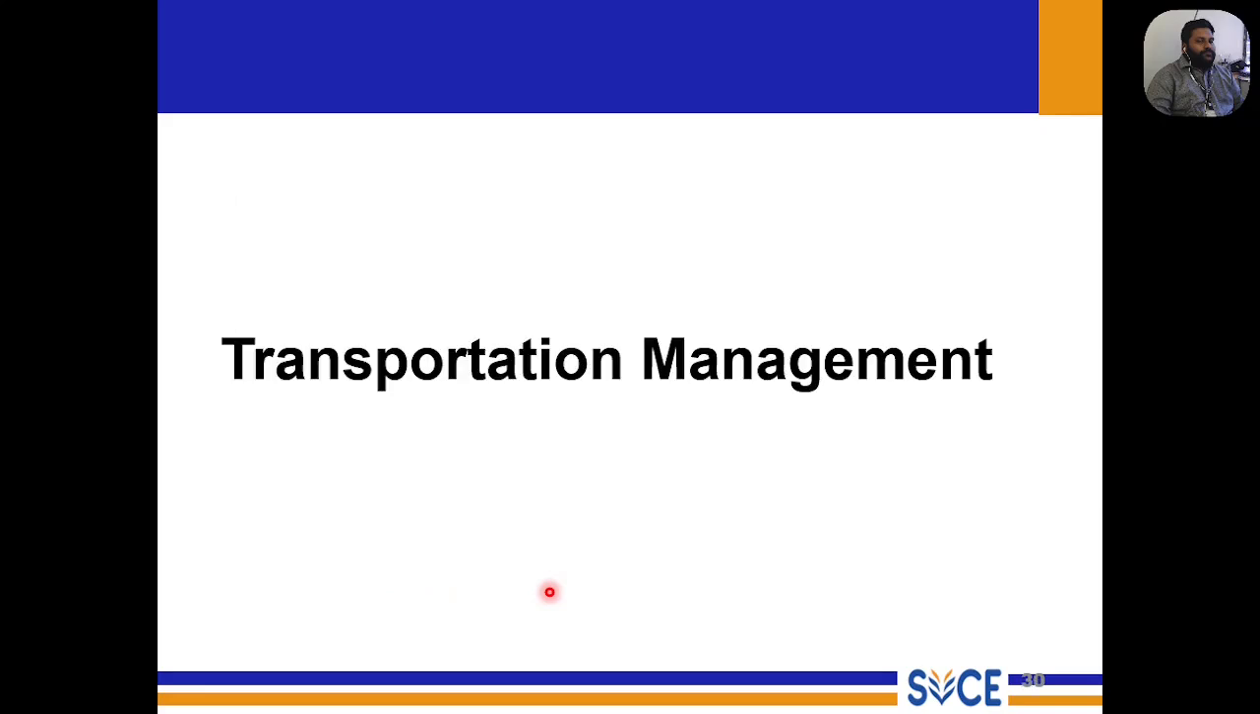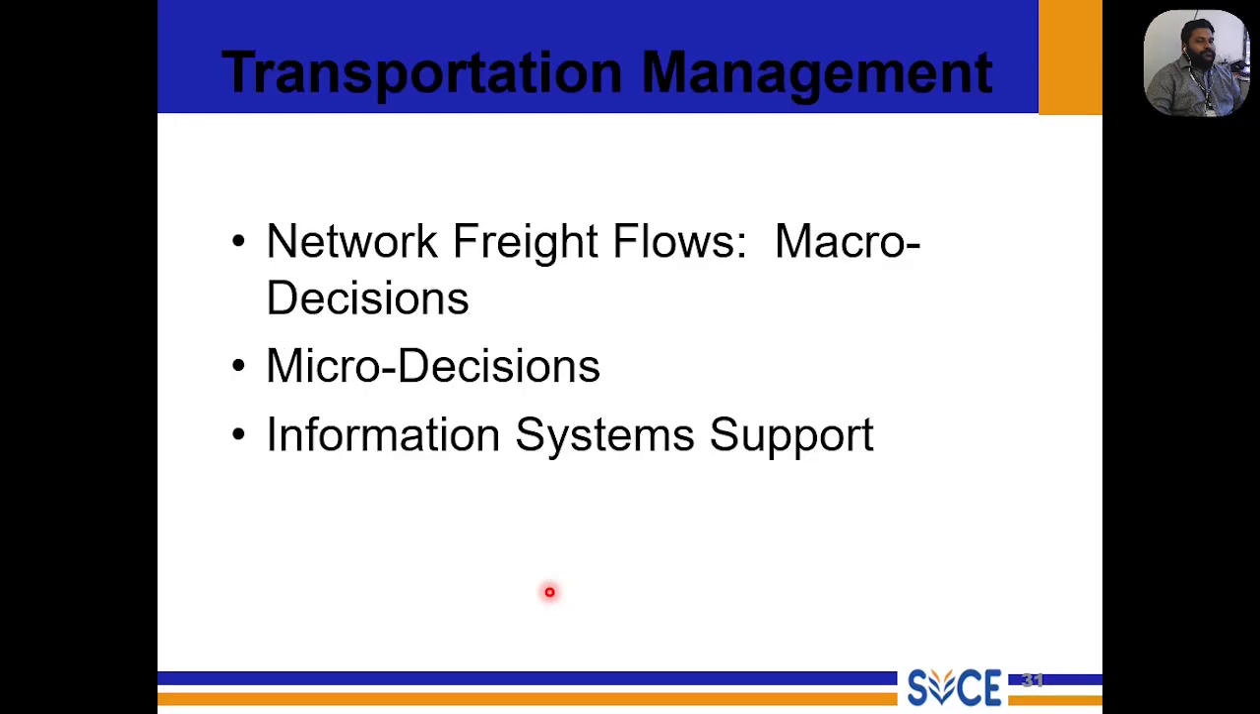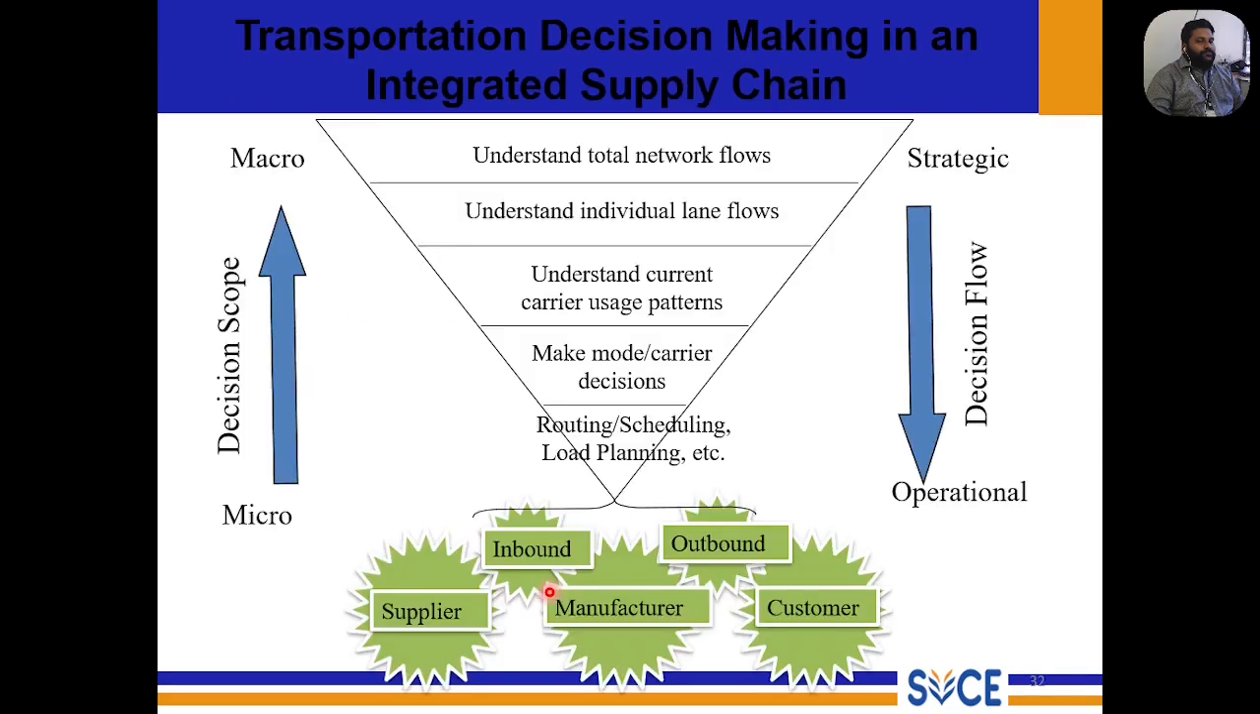Following this, we'll move on to transportation management. So, network freight flows, macro decisions, micro decisions, information system support. So, these are the things. So, when you see this particular diagram, what you can understand is this base over here, we have seen this, right? From a supplier to an inbound, that is the manufacturer, and then outbound logistics is the customer.